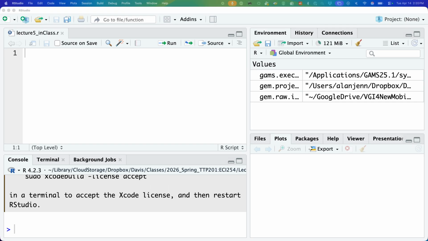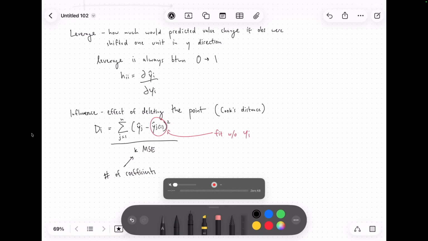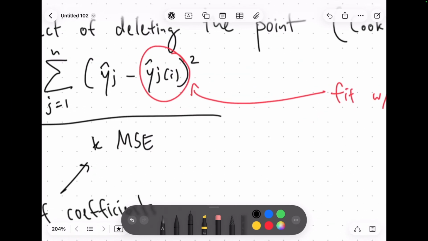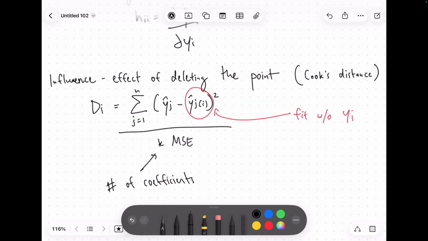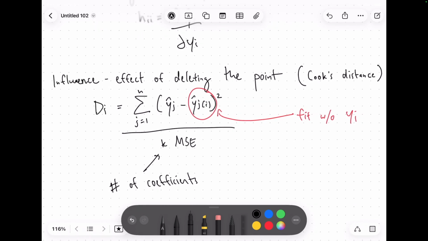So, sure. Like, it's just y hat sub j, and I'm using j instead of i because there's an i indicator for which point we're actually dropping out. So the numerator is just the fit minus the fit without that i.